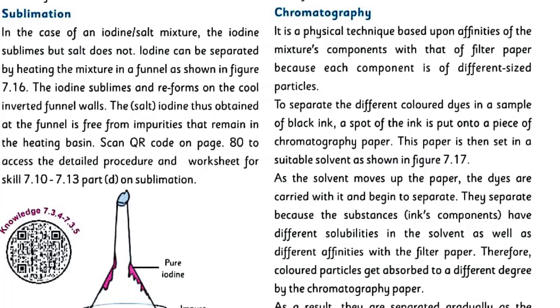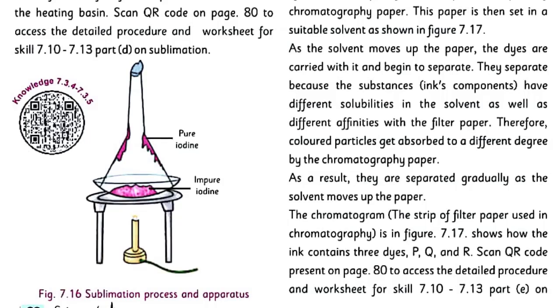As the solvent moves up the paper, the dyes are carried with it and begin to separate. They separate because the substances have different solubilities in the solvent as well as different affinities with the filter paper. Therefore, colored particles get absorbed to a different degree by the chromatography paper. As a result, they are separated gradually as the solvent moves up the paper.